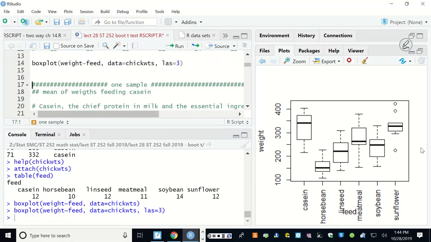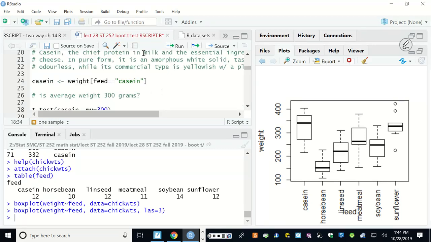And so we're going to make up an example using just the one sample of casein. Do the casein values look normally distributed or not? Casein is a protein in milk. So you could look up any of those other feeds and find out what they constitute if you're interested.